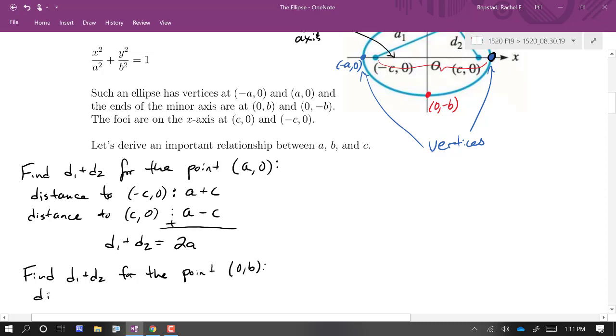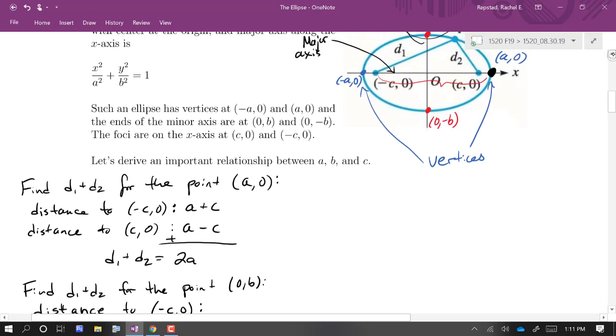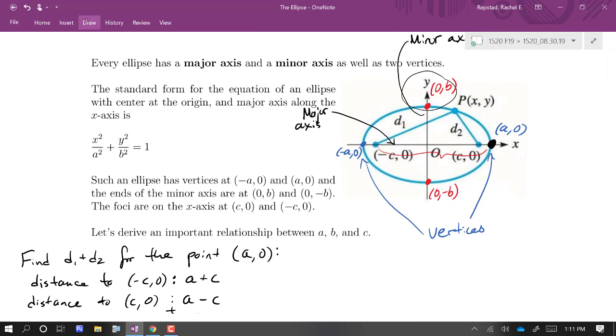So distance to negative C, 0, and distance to C, 0. All right. This, I think we could do without too much work.